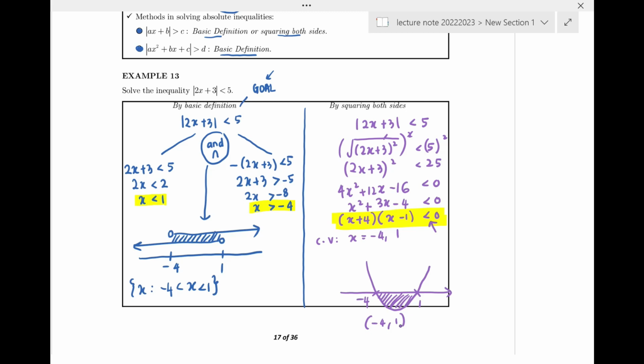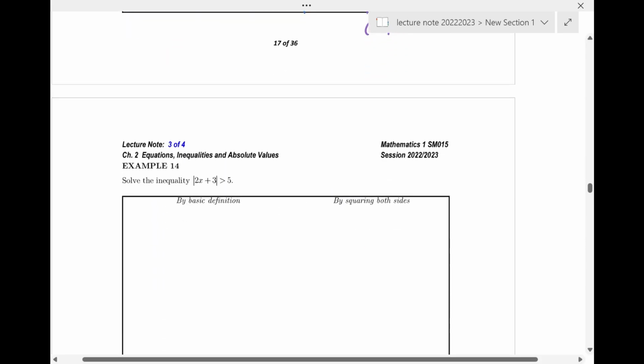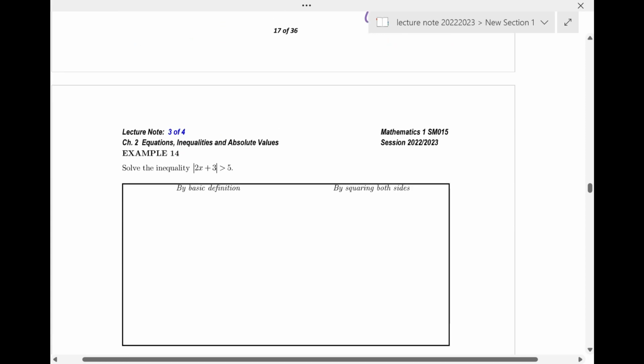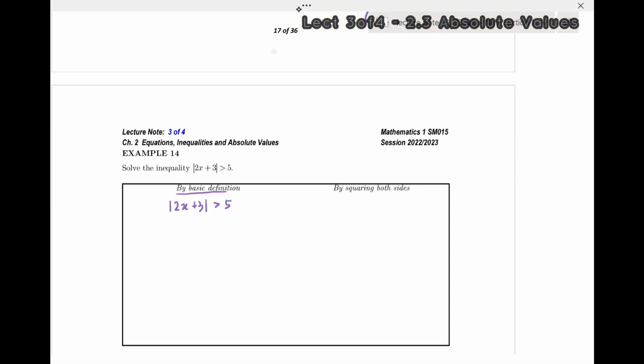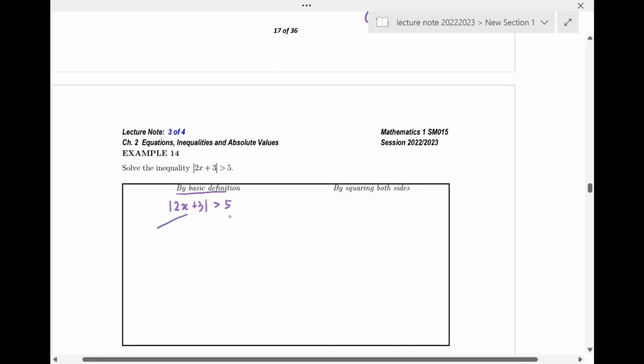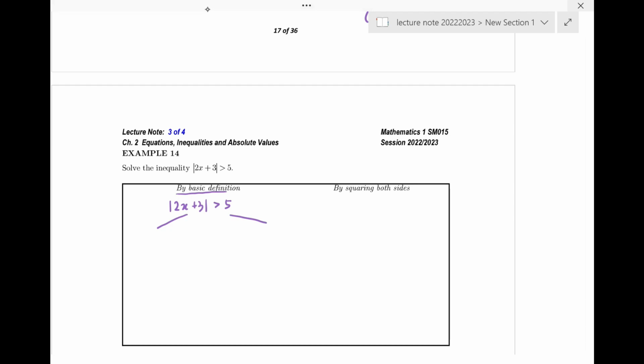So why don't we go to example 14? It's the same equation with a different sign. Here we have greater than 5, earlier we had less than 5. Don't worry. First, to use basic definition, I rewrite the inequality again. This time it is greater than, and greater than is "or", so I should separate them and use or.